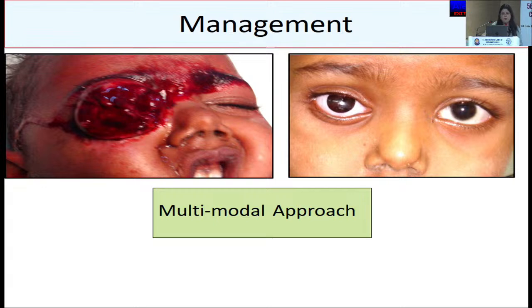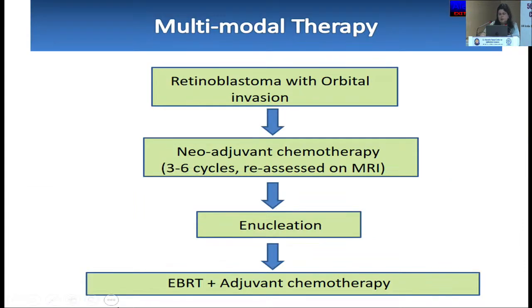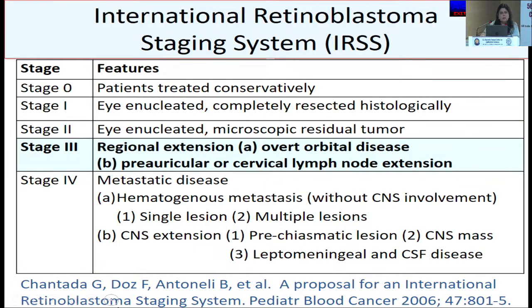Now, as far as management of extraocular retinoblastoma is concerned, an important lesson that we have learned is that a multimodal approach can significantly improve survival outcomes in these patients. What we mean by multimodal therapy is that we are using a combination of neoadjuvant chemotherapy, enucleation, and radiation therapy to the orbit to treat these patients. This is the International Retinoblastoma Staging System that we follow, and stage 3 are the cases with local orbital spread, and stage 4 are cases with metastatic disease.